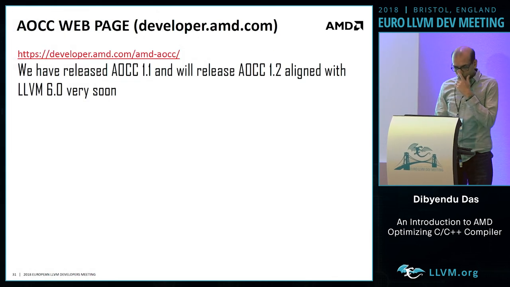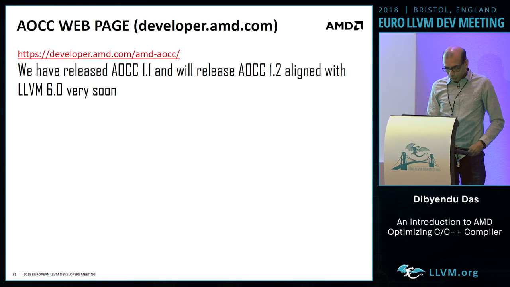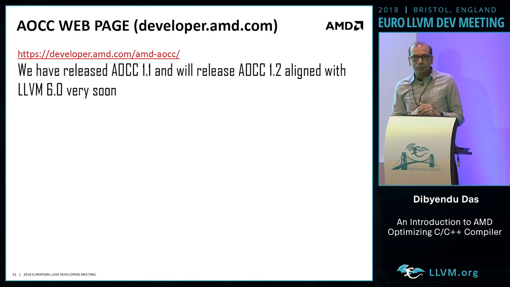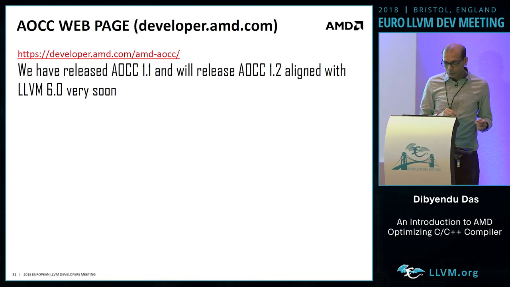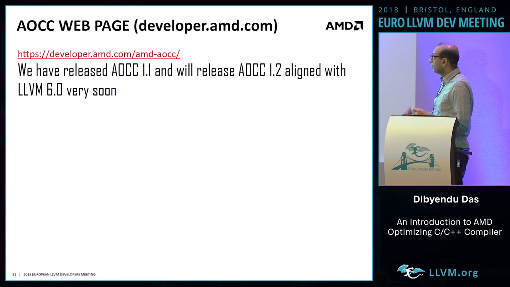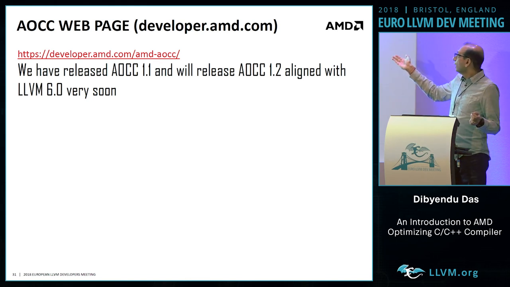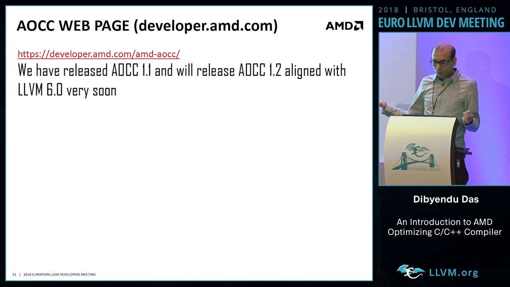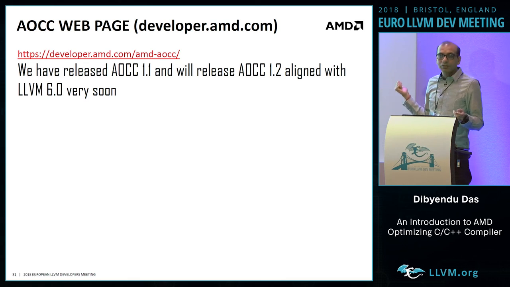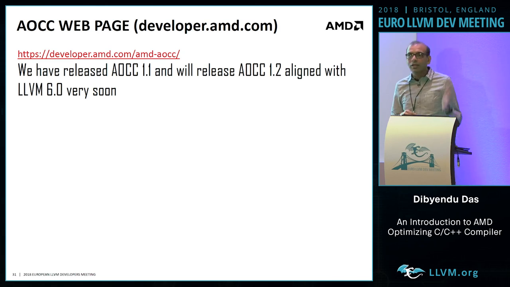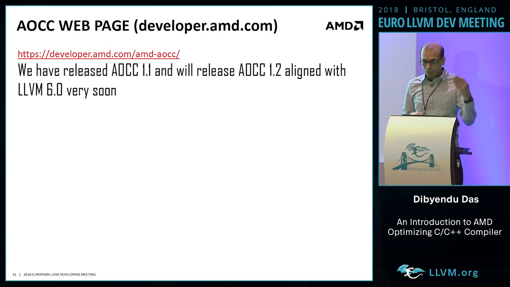So, AOCC resources, if you want to download and have a go at it: we are synced with LLVM trunk on almost a daily basis, except for some bugs. We released AOCC 1.1 back in December, and we are on the cusp of releasing 1.2, aligned with LLVM 6.0. It will not only work with DragonEgg, but will also have an experimental flang which you can try for your Fortran code.